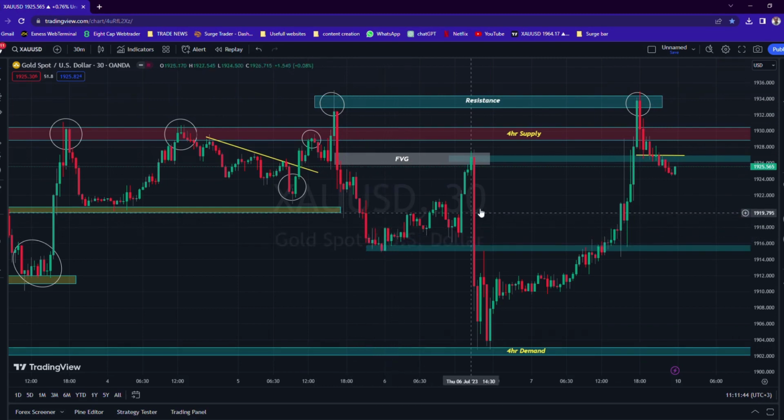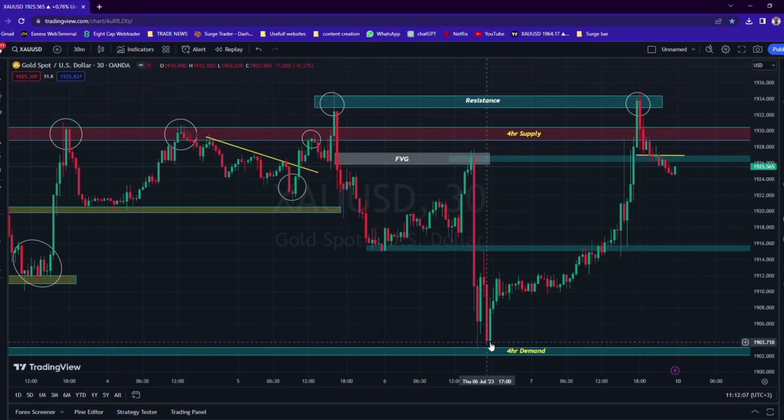Then it went back up into the fair value gap on Thursday, made a rejection right there during the news, and it just broke like a bloodbath right there and went for a very, very good 20 pips, $20 on the downside. So that's 200 pips, and this was within the news.